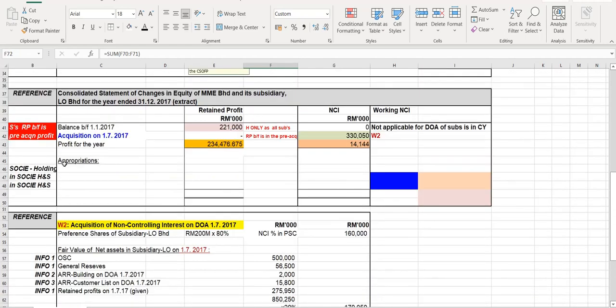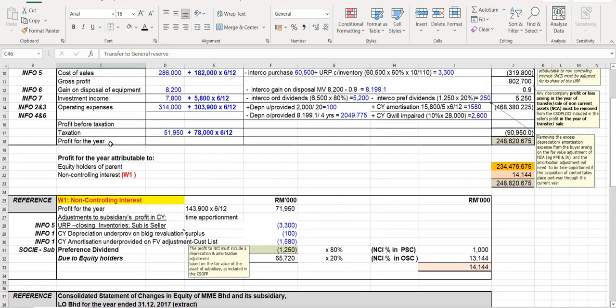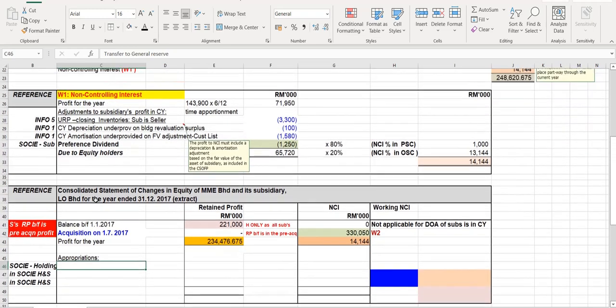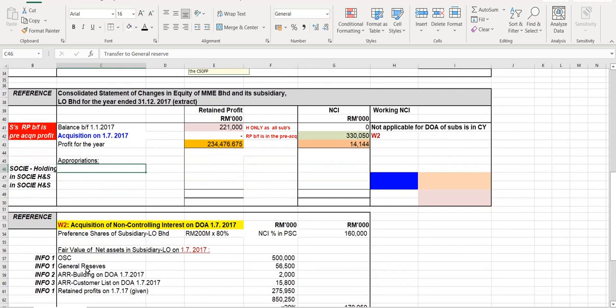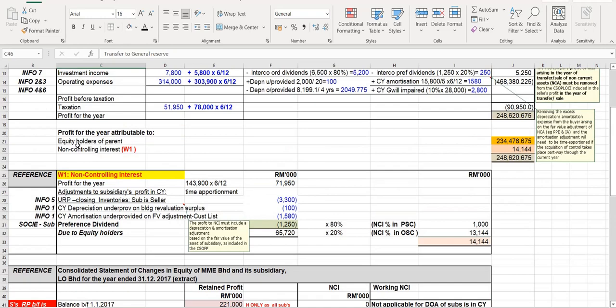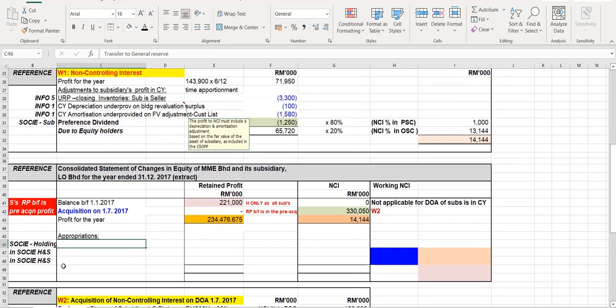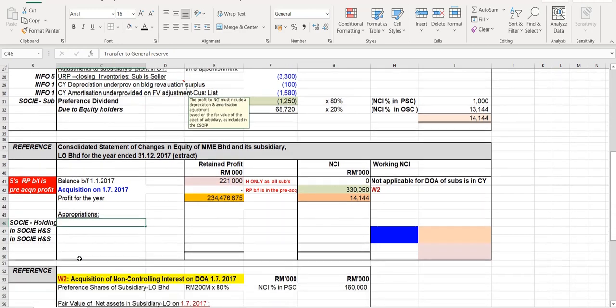So you have done that. We now look at the appropriation part. In this question, we do not have any other comprehensive income. Even though you can see here there was a surplus, this was the one that arose on the date of acquisition. So it will not be reflected in the fair value of net assets or in the consolidated statement of profit or loss under other comprehensive income, since that was pre-acquisition surplus for both situations.